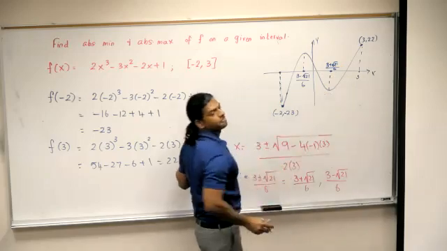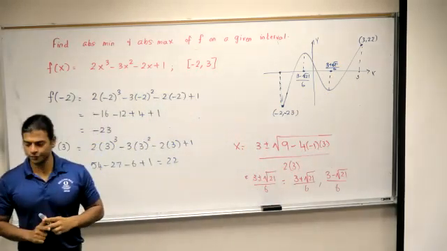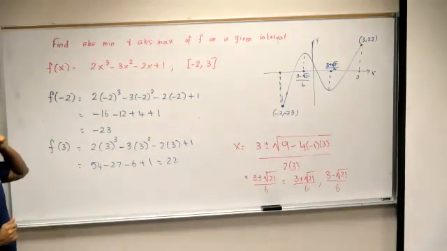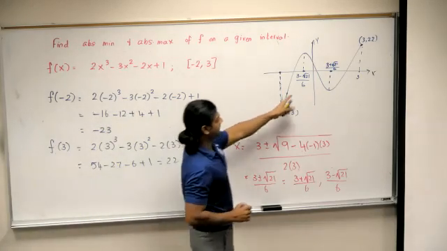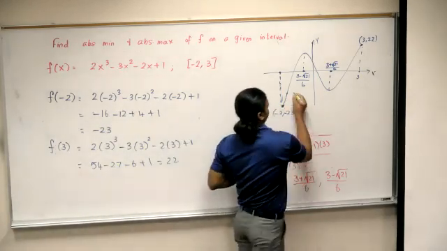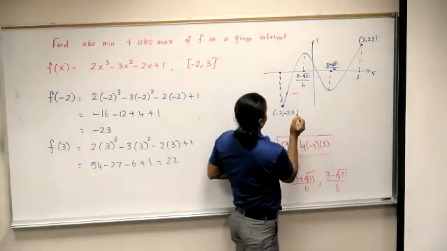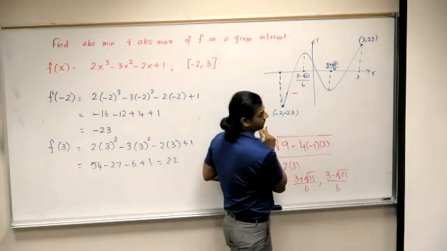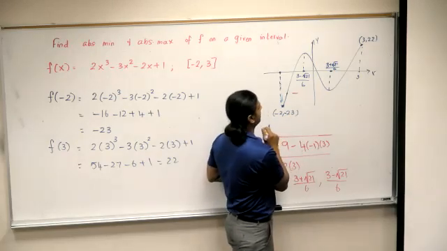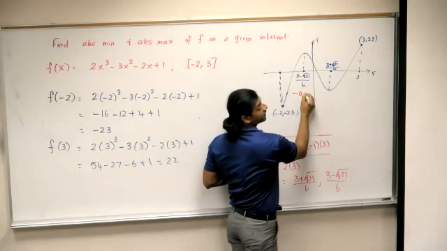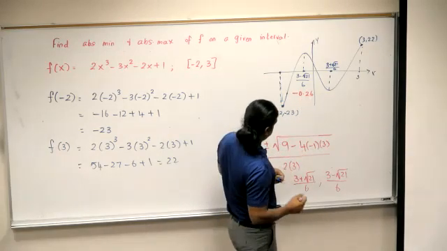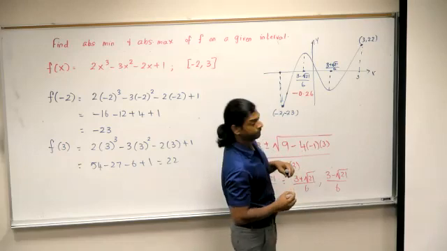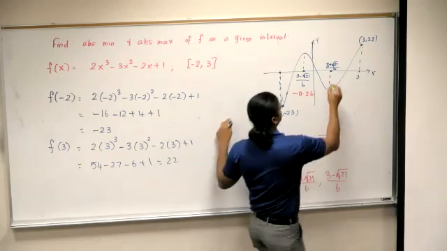And that number is (3 plus square root of 21) over 6. So approximately, what is this? Not -2. -0.2 something. 0.26. And that would be 1.26.